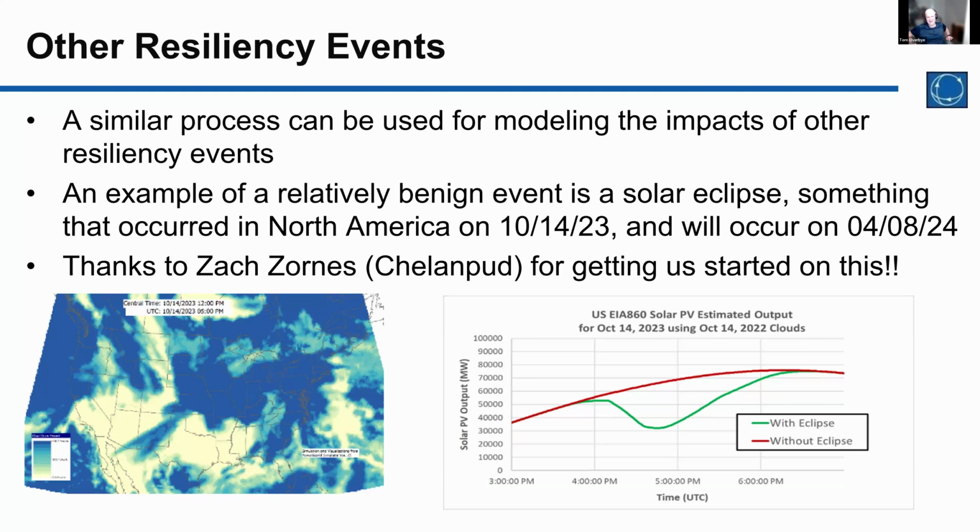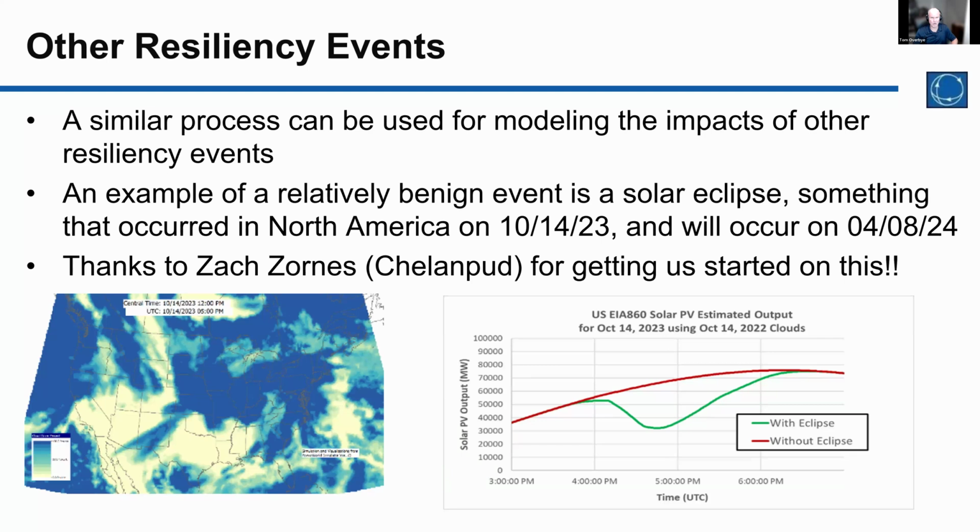So we're actually setting up a modeling methodology to deal with resiliency events. And eclipse is a very benign event. We had one in October, and of course, we're going to have a total eclipse coming through this part of Texas on April 8th. So we're going to set up an eclipse model for the April 8th one. That's close to being done.